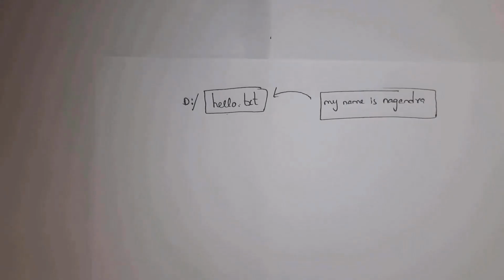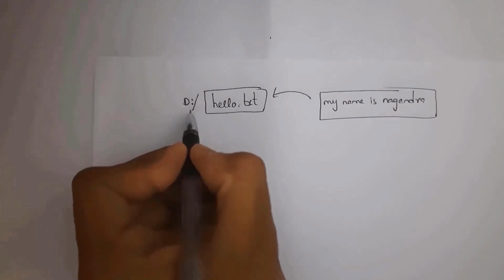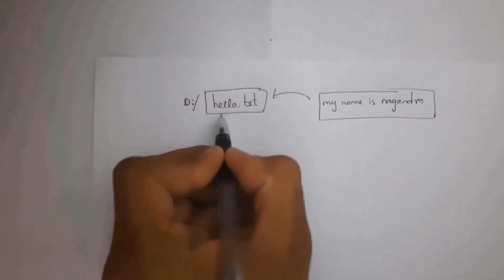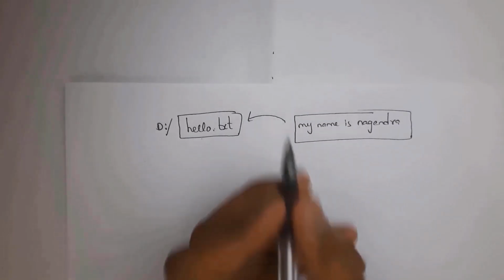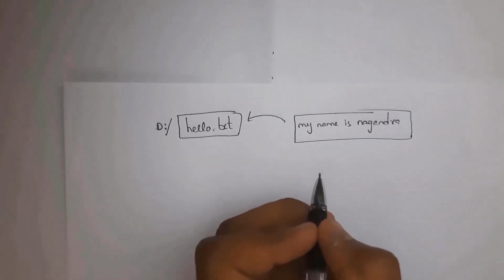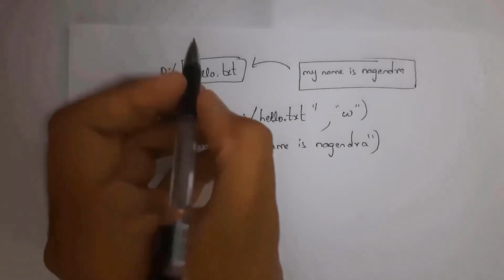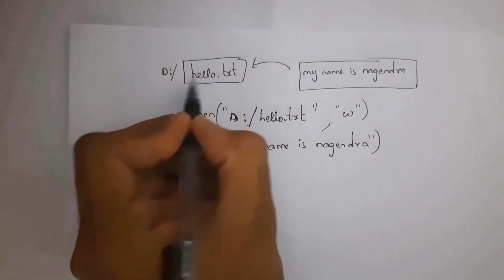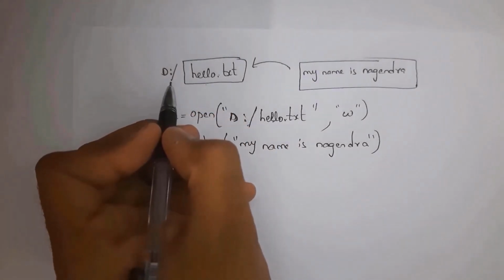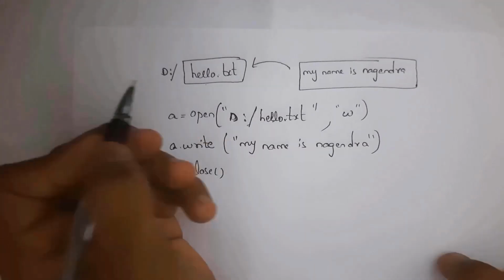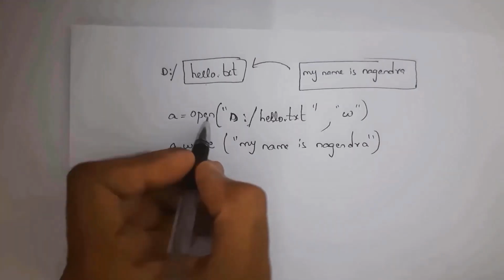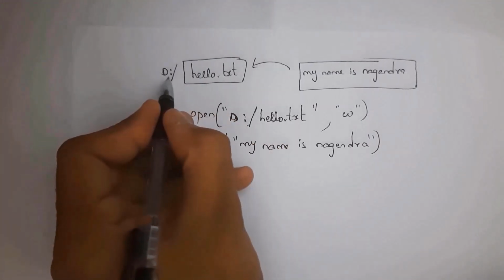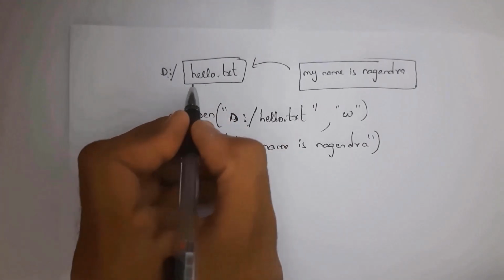For example, there is one text file in local disk D. The text file name is hello.txt. Now I want to add the text "My name is Nagendra" into my file hello.txt. I will write a program for this. My file name is hello.txt and my file is present in local disk D. By using the open function, you can open any file. So I write here a equal to open. Inside the open function, I am writing that my file is present in local disk D and my file name is hello.txt.